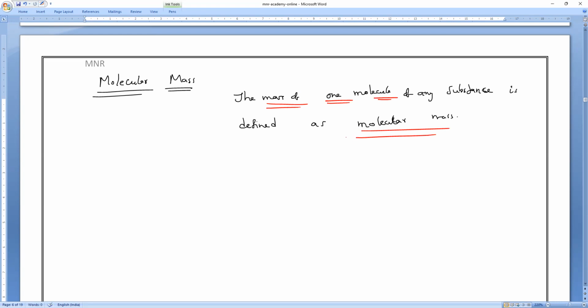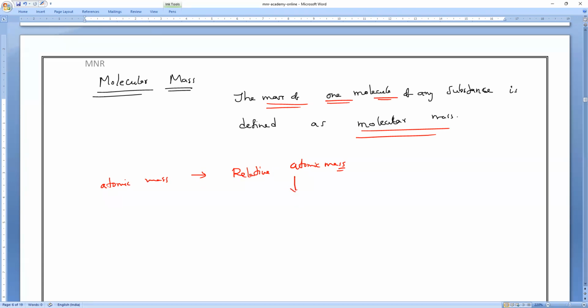Now you remember, yesterday we studied that atoms are extremely small, so we cannot measure them with any kind of beam balance or electric balance. So we are going to go with atomic mass. It is not possible to measure directly, so we go with comparison. Relative atomic mass. Am I right, everyone?